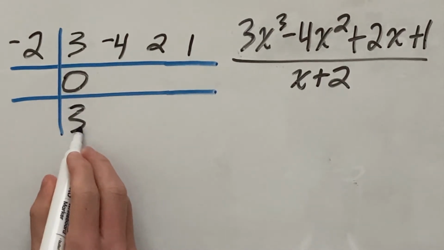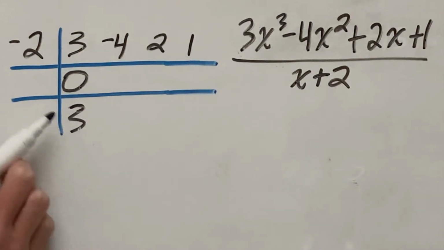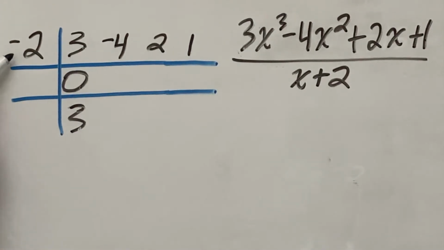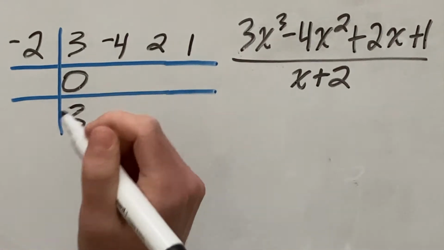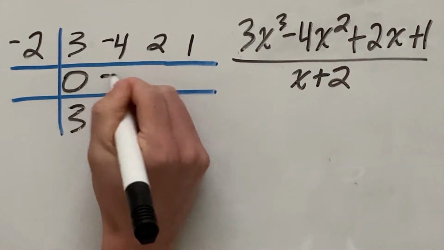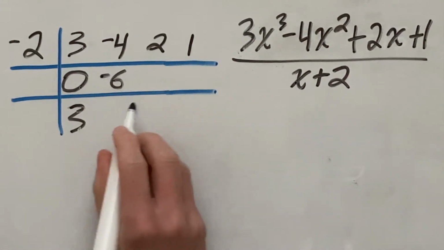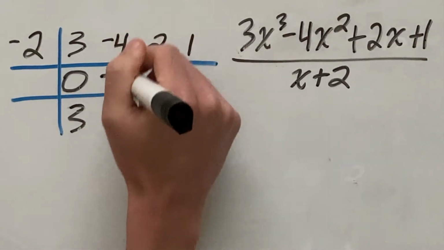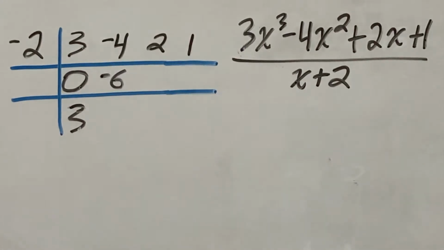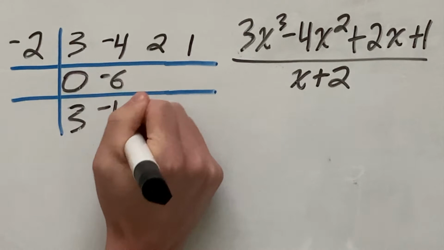Next up, once you have the 3 down here, you're going to multiply it by our number in this square, so -2, which gives us -6. And that is what you're going to put in the middle row. So that's how you get the middle row. So now we have -4 and -6, and we're going to add down. So -4 plus -6 is -10.